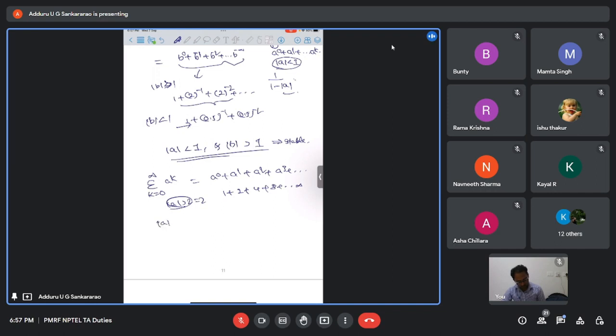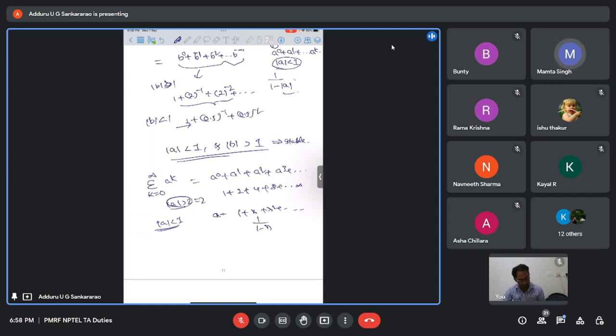Suppose I take mod a less than 1, then what will happen? We know the sum of infinite terms in a GP, 1 plus r plus r square and so on, is 1 by 1 minus r, right?